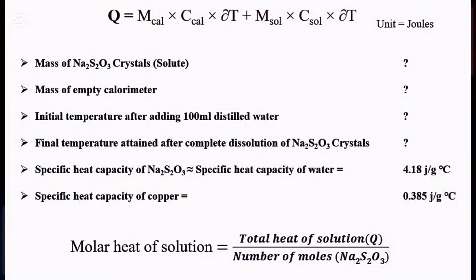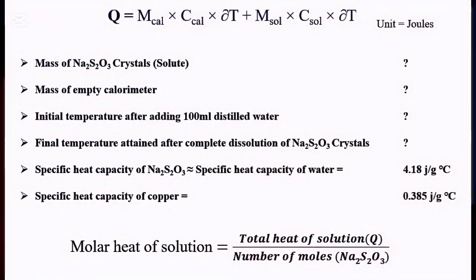What's the mass of the solution? Solute plus solvent. For the solvent, you measured 100 ml of the distilled water, remember, and then you added, let's say, 5 grams of the sodium thiosulphate crystals. That's going to be 105. Okay, that will be the mass of the solution. Essentially, the density of water is 1. So if you're taking 100 ml of water, that means you're taking 100 grams of water. All right, so that would be 105 grams, for example, if you took 5 grams of the sodium thiosulphate.